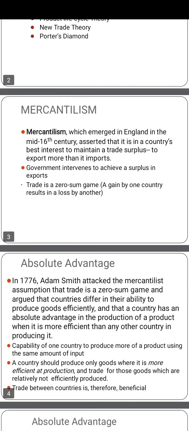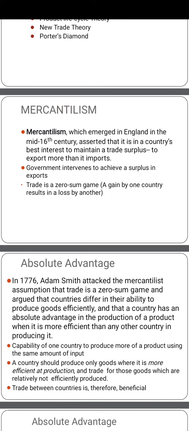So, mercantilism, which emerged in England in the mid 16th century, asserted that it is in a country's best interest to maintain a trade surplus, to export more than it imports. Government intervenes to achieve a surplus in exports. Trade is a zero sum game. A gain by one country results in a loss by another country.